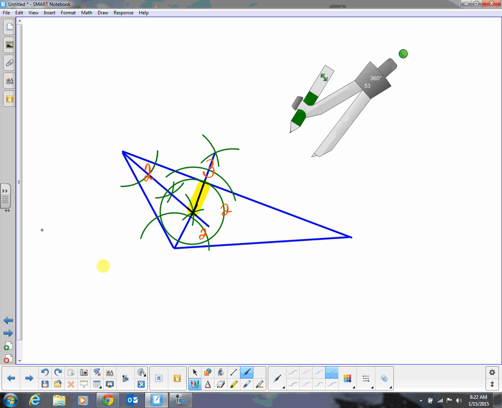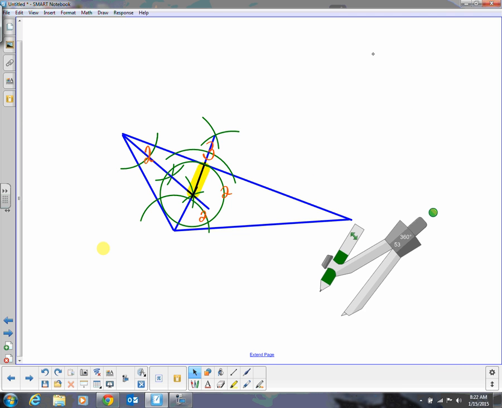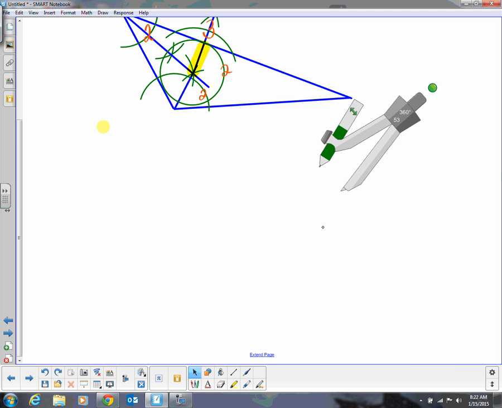Number 20, we have to circumscribe. Inscribe, we're doing inside angles. Circumscribe, what construction do we use?